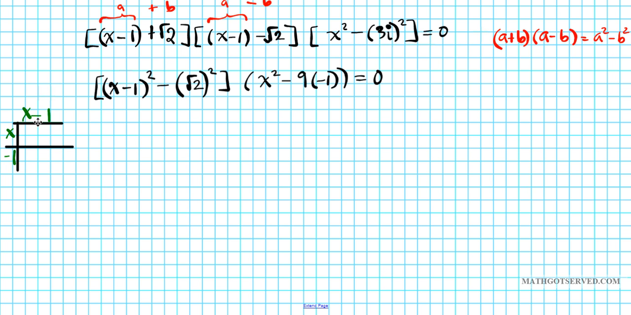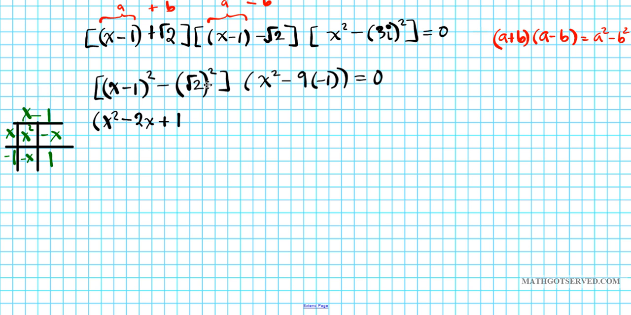See what we get. All right, so we have x times x, that's x squared. Minus 1 times x is minus x. Minus 1 times x is minus x. Minus 1 times minus 1 is positive 1. So it basically expands into x squared minus x minus x is minus 2x plus 1.